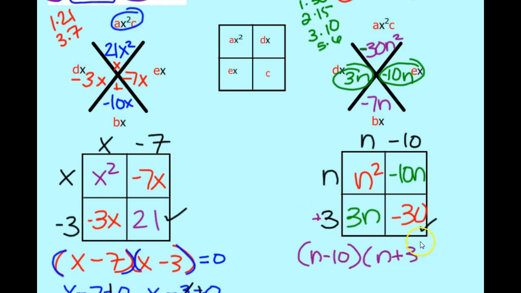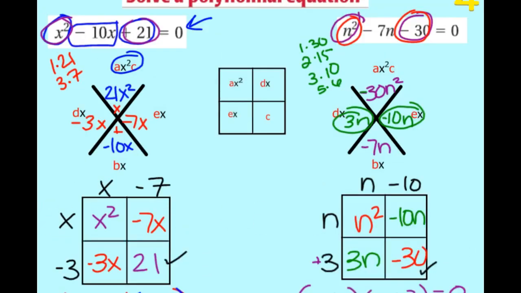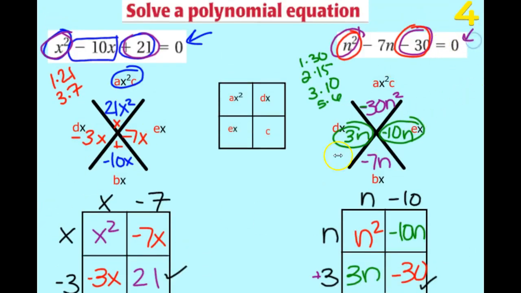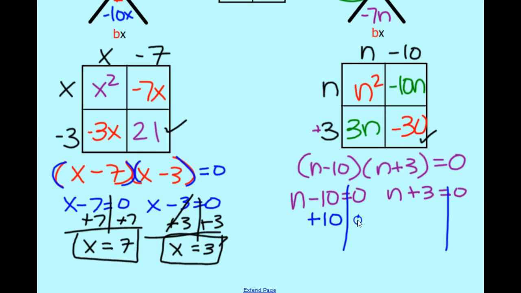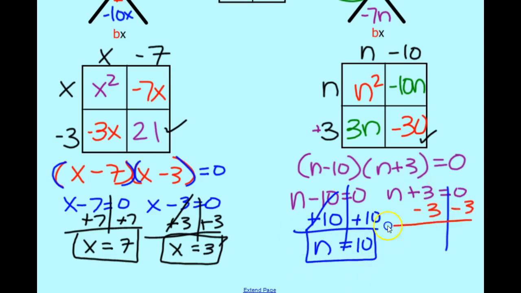It's a positive. All equal to 0. Don't forget, this is equal to 0. So we need to solve both. N minus 10 equals 0 or n plus 3 equals 0. So if I add 10, n equals 10. Same thing here, subtract 3. N equals a negative 3.